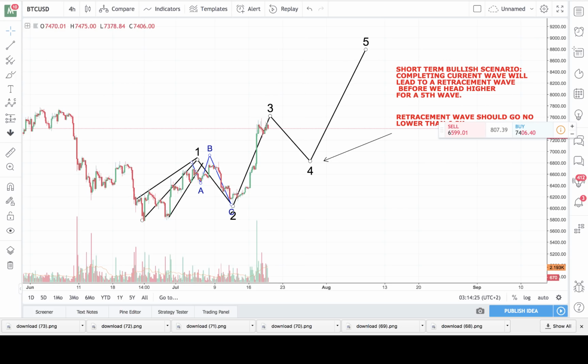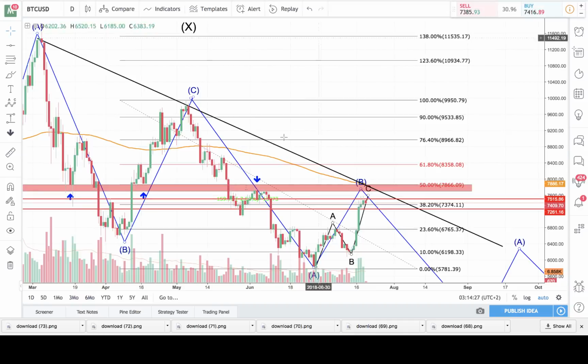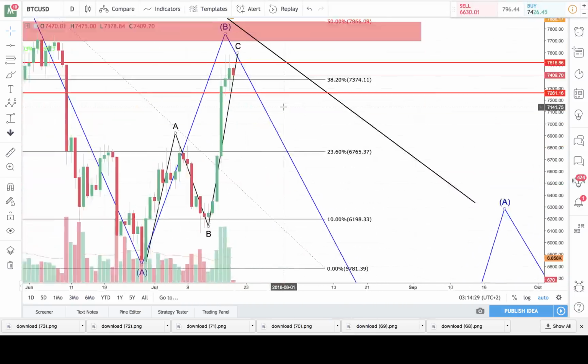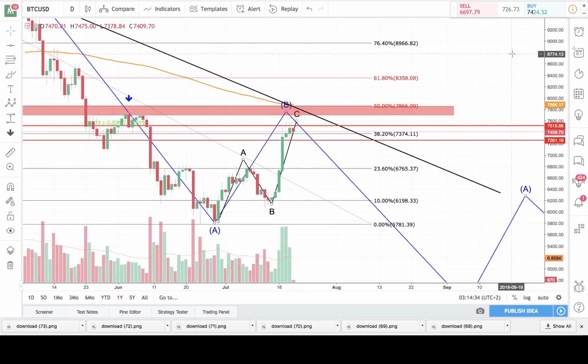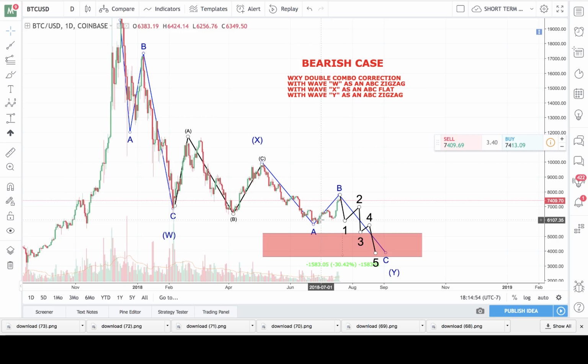Now on the bearish side of things, this chart is quite messy, so I'm going to go over it. Hopefully this won't be too hard to understand. But on the bearish side, we have this as an ABC instead of a 1, 2, 3 like we had in the bullish count. So bullish would be 1, 2, 3, 4, 5. Bearish is just going to be A, B, C, and then we continue much lower to complete our Y wave as I pictured here. So A, B, C, and then a 1, 2, 3, 4, 5 for the Y wave.